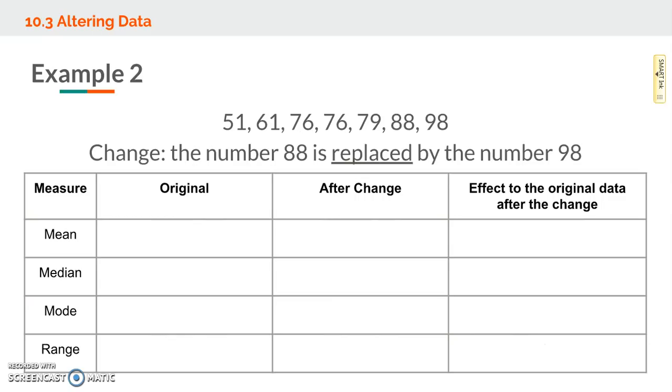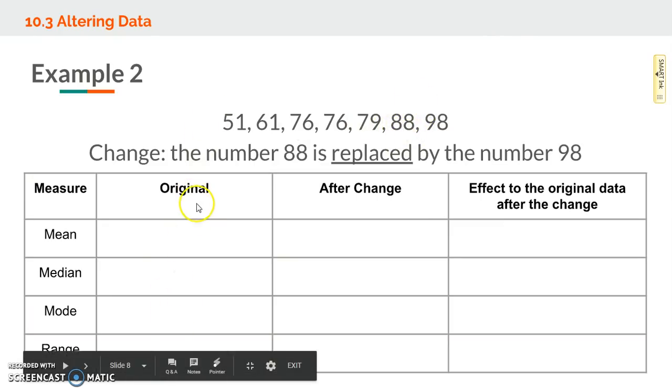All right, here we have the numbers 51, 61, 76, 76, 79, 88, and 98. It says change the number 88 and replace it to the number 98. All right, so let's take a look at that here. Let's find it without that second 98. So we're going to use the 88 first here to find our original information.